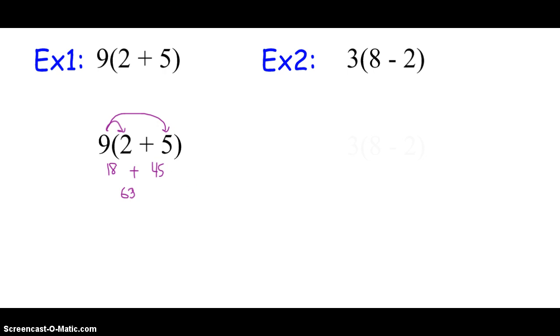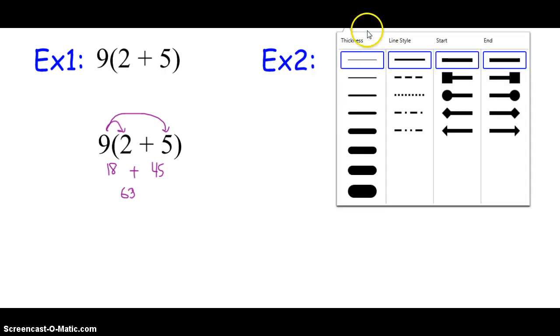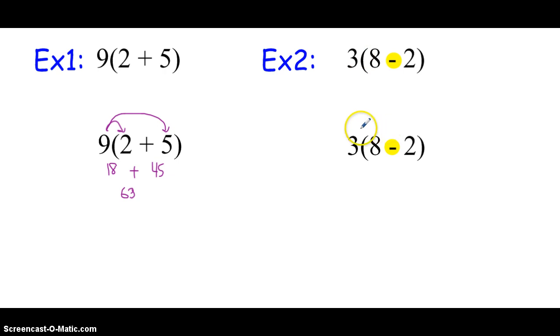Let's move on to the second example, which was a factor of 3. This time it's a little bit different, and I don't know if you caught on to that or not, because now we have a subtraction symbol in the middle of our problem instead of the addition symbol that we've been seeing. It's still the same concept. We still give the factor of the 3 to the 8, and we give the factor of the 3 to the 2. So let's go ahead and do that, and then we'll see if it all makes sense to you.